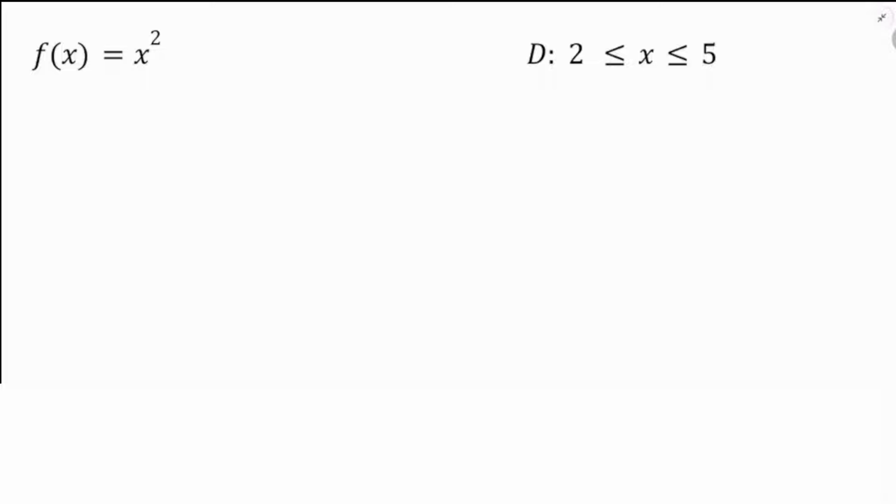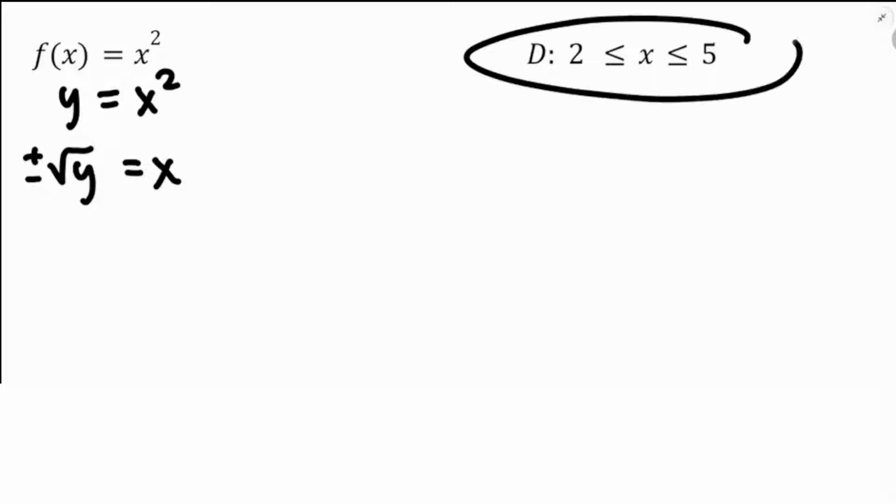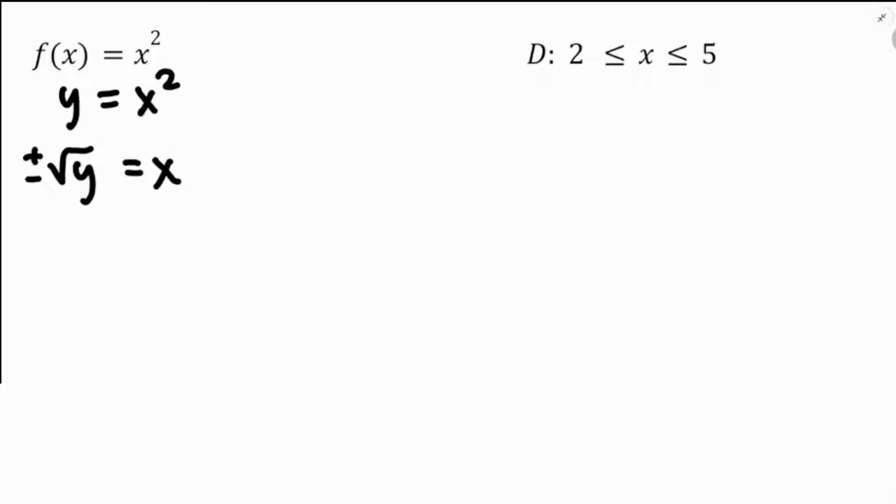Yeah, no big deal. So, okay, f of x equals x squared. That's y equals x squared. Take the square root of both sides. Plus or minus the square root of y equals x. Hey, is x equal to a positive number or a negative number? All throughout here, it looks like it's a positive number to me. So I'm going to say x equals the positive square root of y, or f inverse of x equals the positive square root of x.